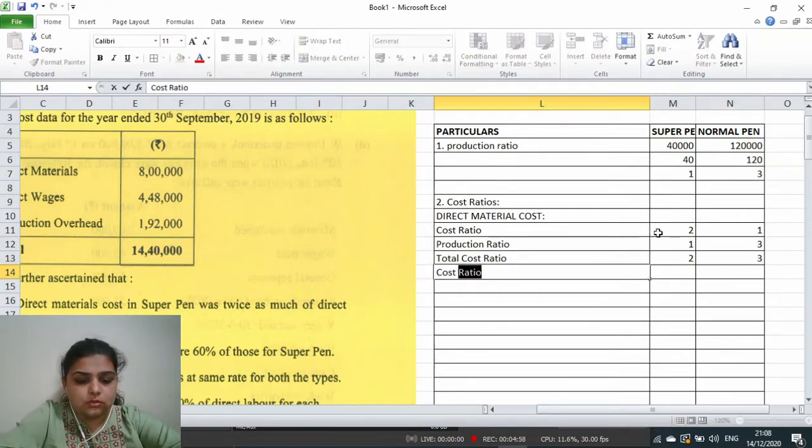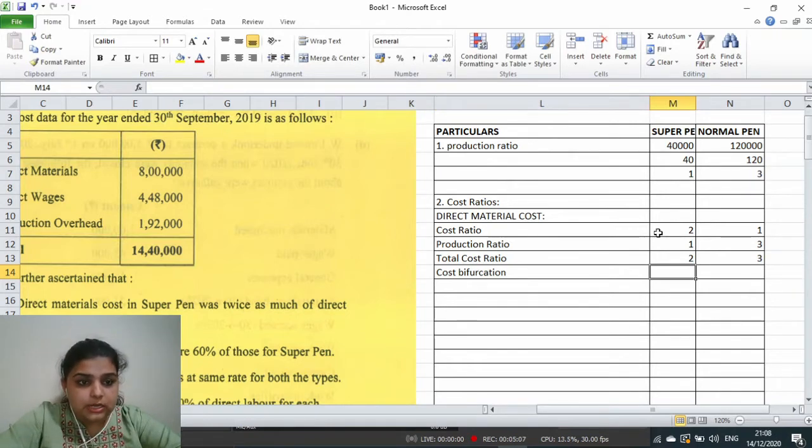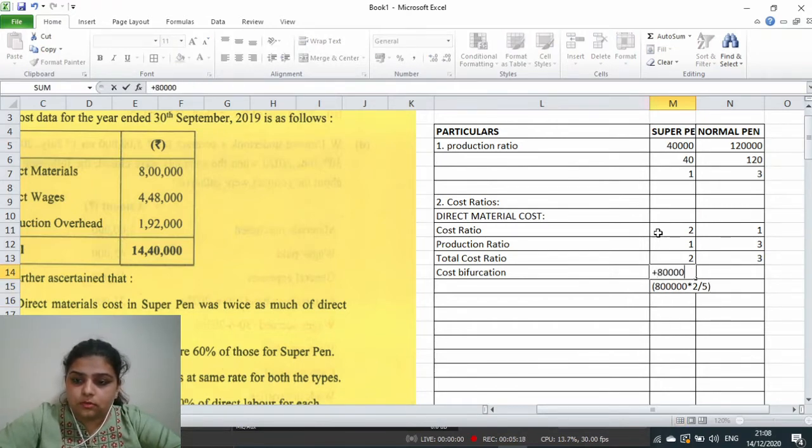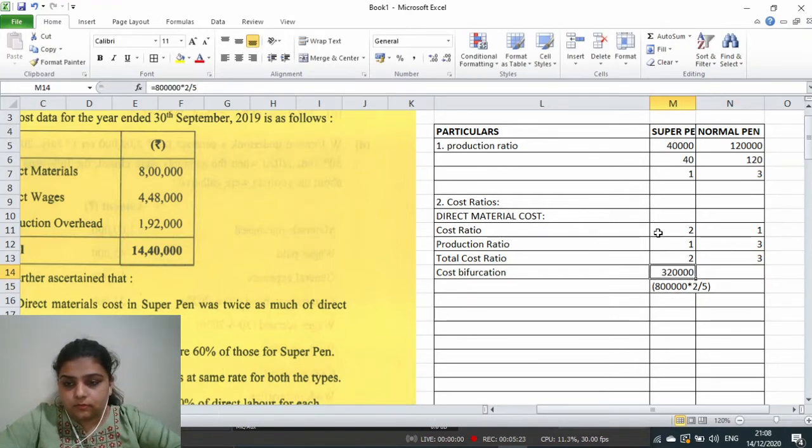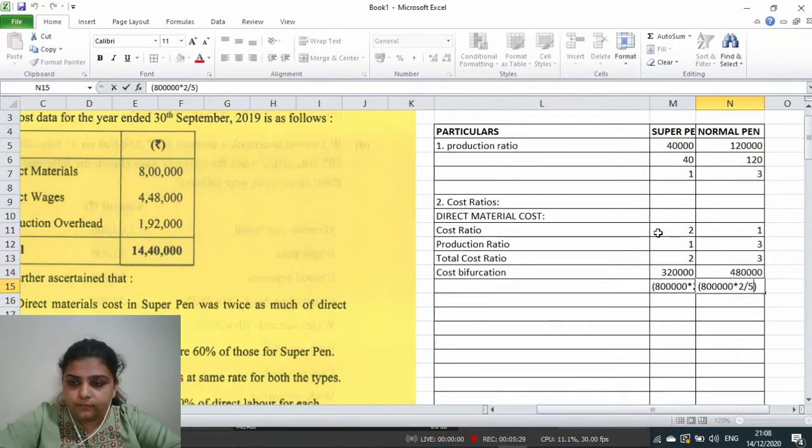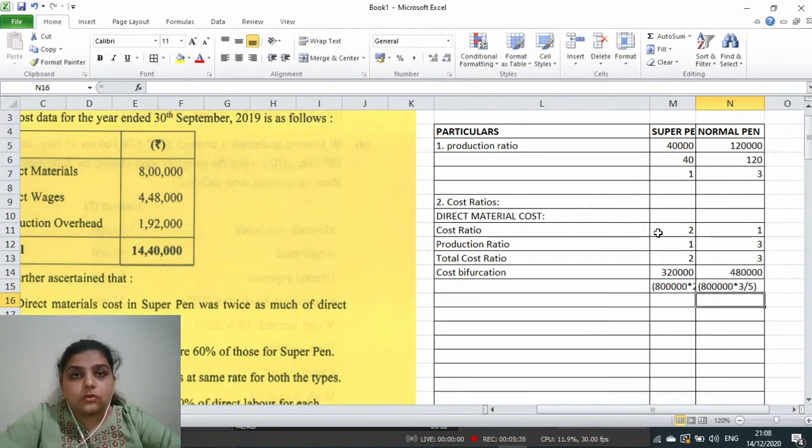Cost bifurcation or division in the ratio of 2:3, that is 8 lakh into 2 by 5, and here it would be 3 by 5. This is the cost specification for direct material cost.